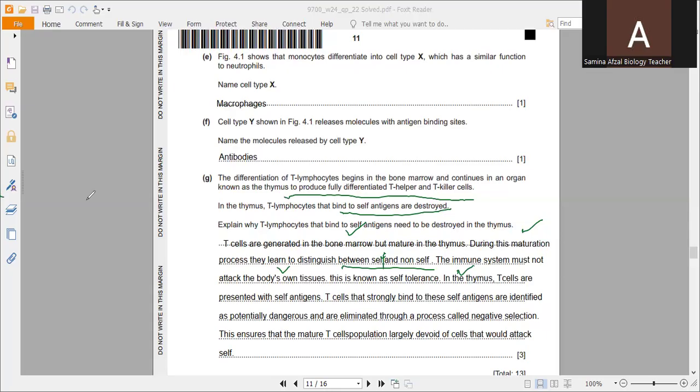In the thymus, T cells are presented with self antigens. T cells that strongly bind to these self antigens are identified as potentially dangerous and are eliminated through negative selection. This ensures that the mature T cell population is largely devoid of cells that would attack self. So in this way, there is no formation of cells that attack our own body cells. So that was all about questions number 3 and 4.